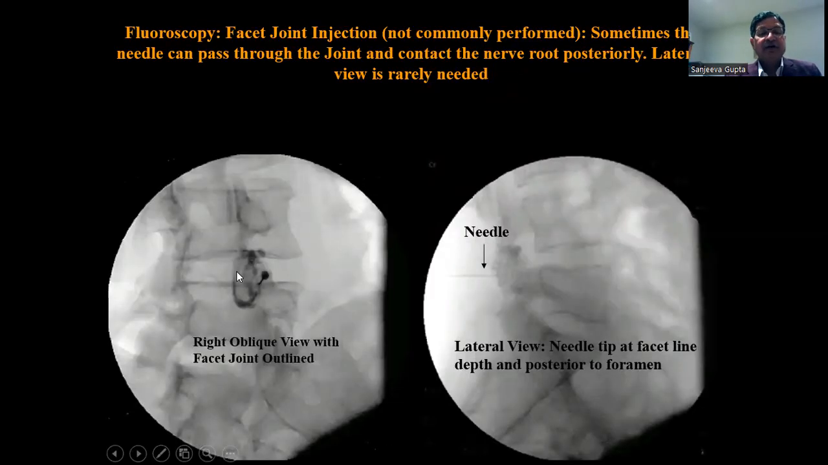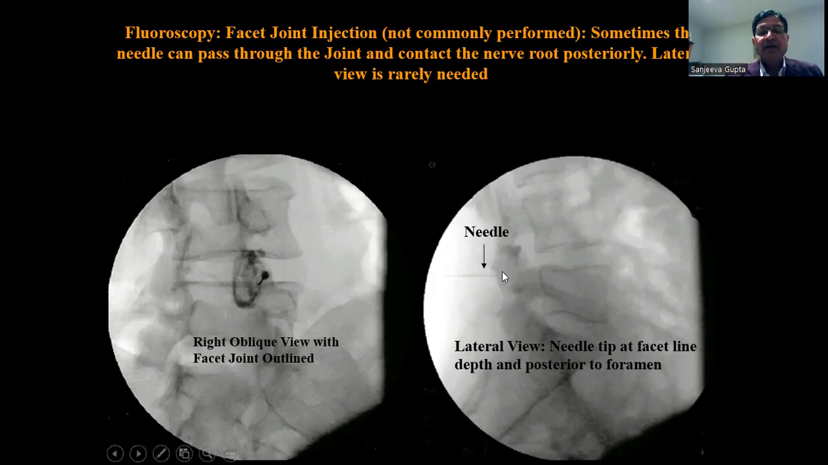This is a picture from about 15 years ago, when we used to do facet joint injections with steroid. This is a signature appearance, what they call for facet joint. But the reason I'm showing this is that I had one case wherein they did a facet joint injection, and probably the needle went through the facet joint and injured the nerve, and the patient had significant nerve root problems. And in that patient, I think I did a root block, and that helped the patient. So be very careful when doing facet joint injections. The needle can go through the joint and injure the nerve.